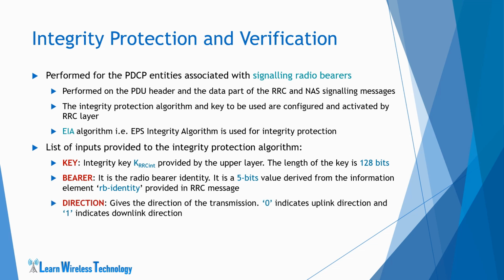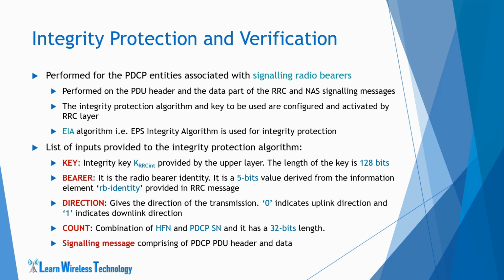Direction. It gives the direction of the transmission. 0 indicates uplink direction and 1 indicates downlink direction. It is a 1-bit value. Count. It is the combination of HFN and PDCP sequence number and it has a 32 bits length. And the signaling message which comprises the PDCP PDU header and data is also provided as input to the integrity protection algorithm.